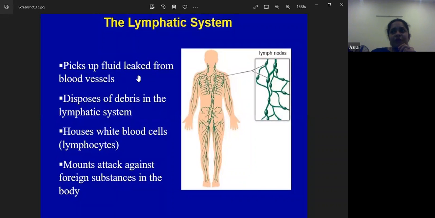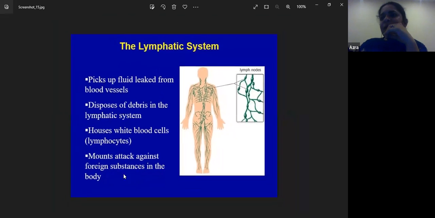It picks up the fluid leaked from blood vessels. It disposes of debris in the lymphatic system. This point is not important. Now, it houses white blood cells, lymphocytes. It means that in the lymphatic system, the white blood cells are produced and live, so you can say it houses white blood cells. Next, it mounts attacks against foreign substances in the body.